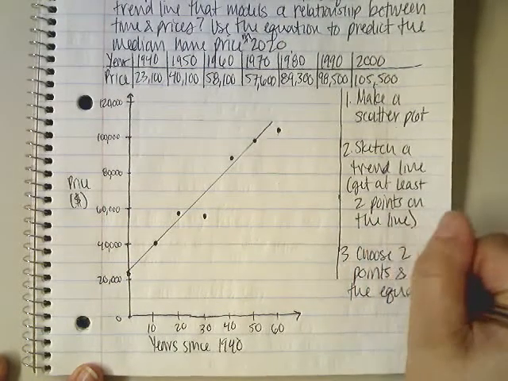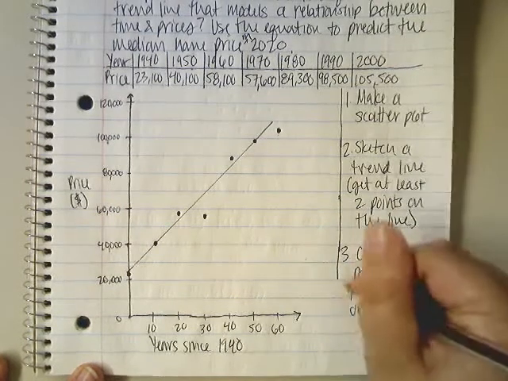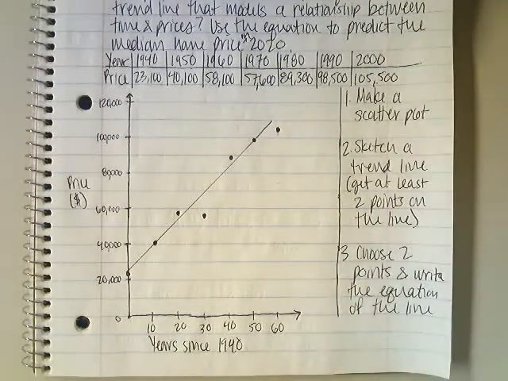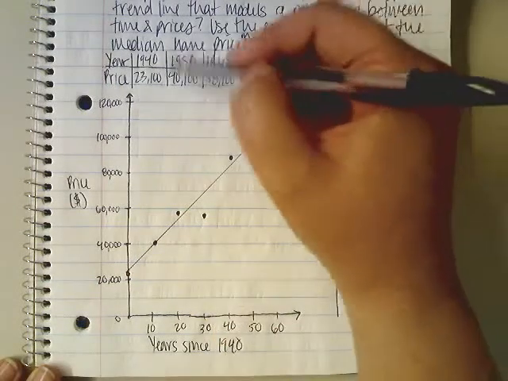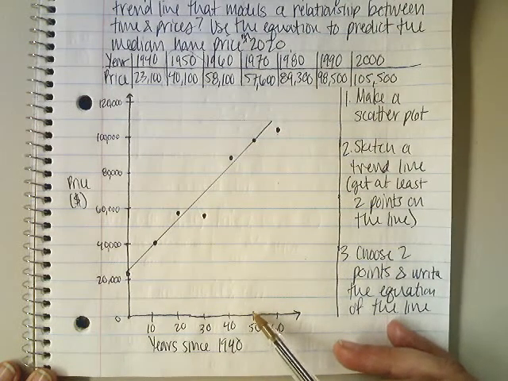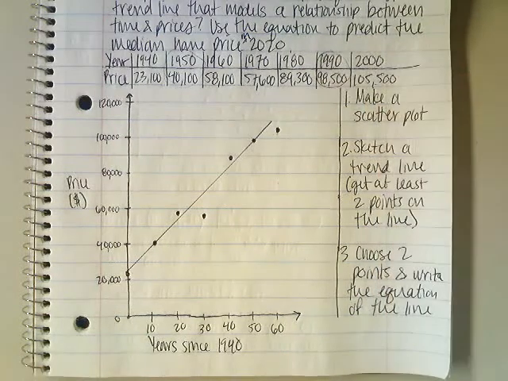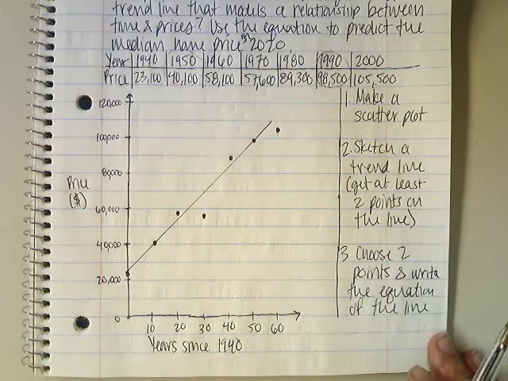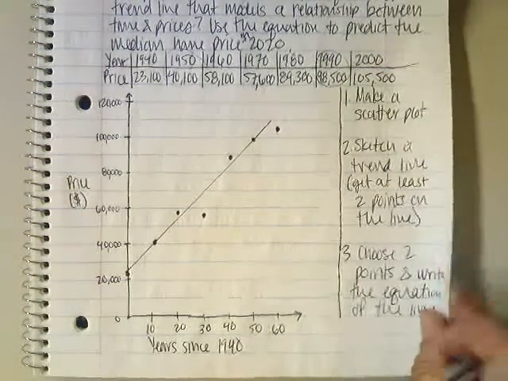So I'm going to choose 2 points and write the equation of the line. And I don't quite have room on here, so I'm going to note that I have this point, which is at 10 years in 1950, and this point at 50 years, which would be 1990. So those are my 2 points. I'm going to flip it over and write that so I can have space to finish my work. So make sure you have all of this down before I flip the page.